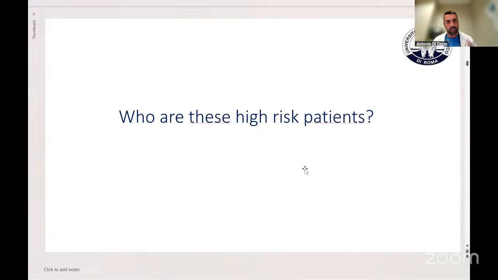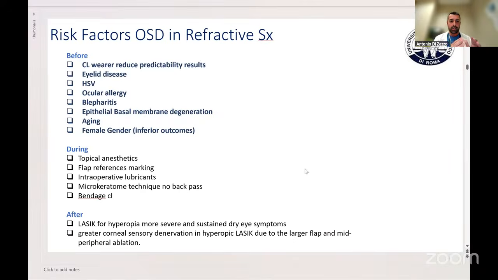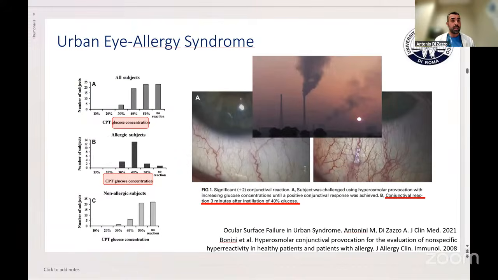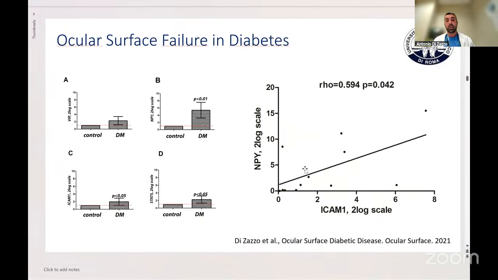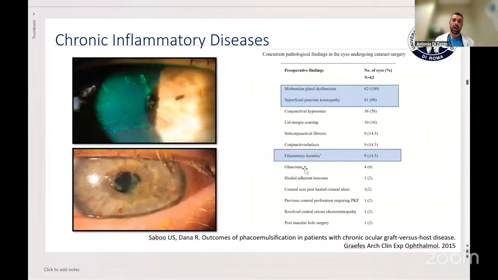So first, check your patient. Find the high-risk ones. Check the contact lens, HSV, but mostly urban high allergy syndromes because we live in polluted areas. Obviously, patients with conjunctival hyperreactivity or allergy, and patients with an impairment in sex hormones like menopause or polycystic ovary syndrome, are a nightmare for a refractive surgeon, as well as systemic disease: rheumatoid arthritis, maybe yes, but also diabetes, which is very common in our practice, for the nerve damage, as well as dysthyroidism. Obviously, chronic inflammatory disease is an issue too, and we know that very well.